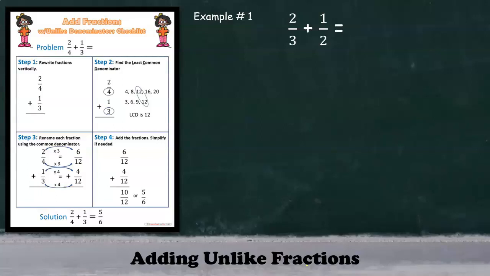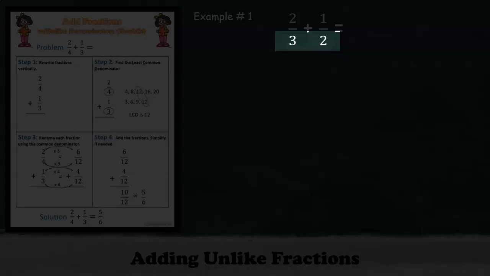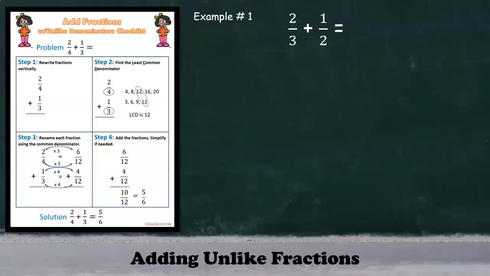In the first example, we have 2/3 plus 1/2. Remind students that since the denominators are not the same, we have to make them the same before adding. For step 1, I have students rewrite fractions vertically as they would for whole numbers. This is not a requirement, however, I've noticed that having them do so makes it easier for students to show their work.